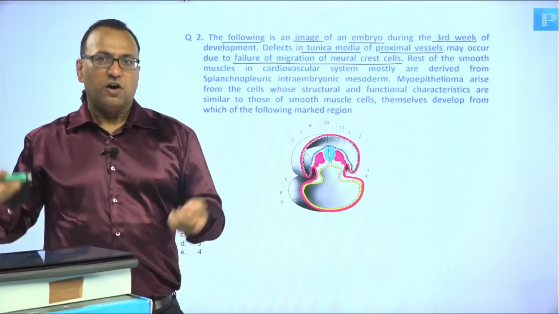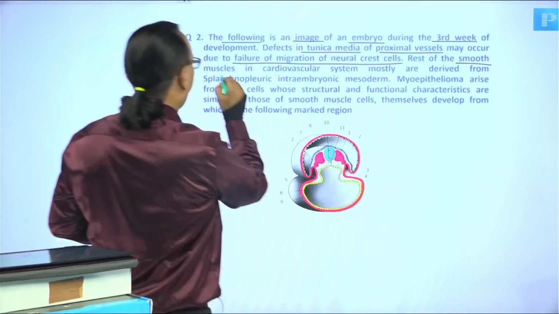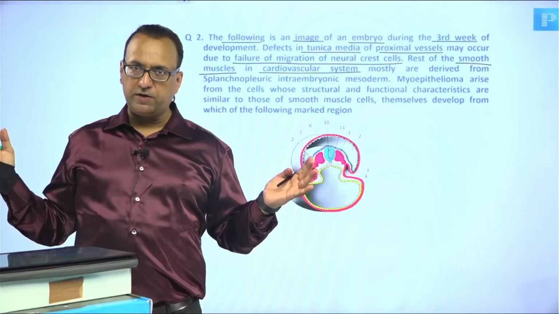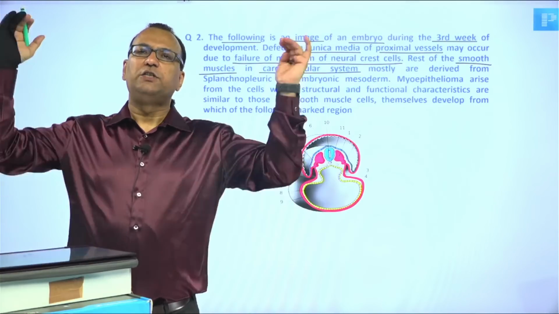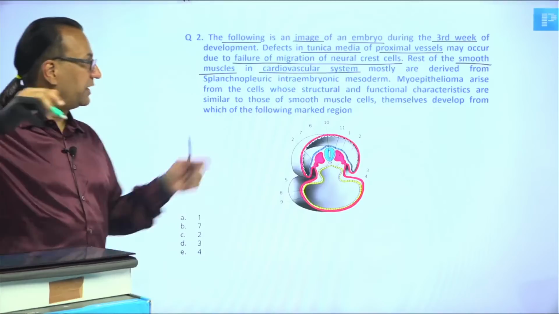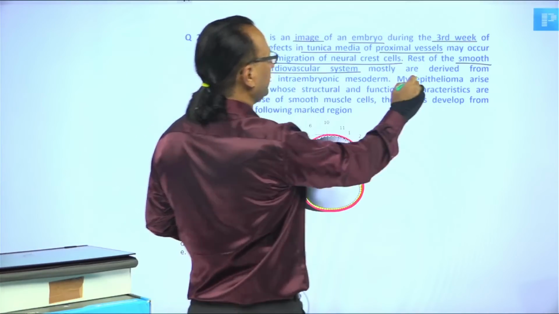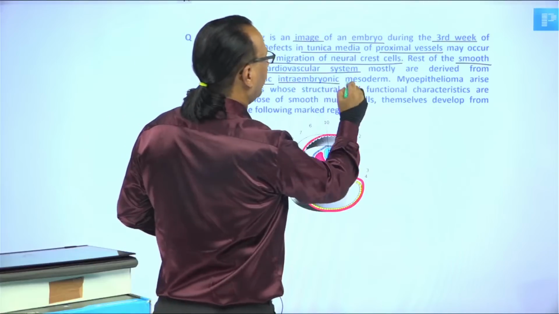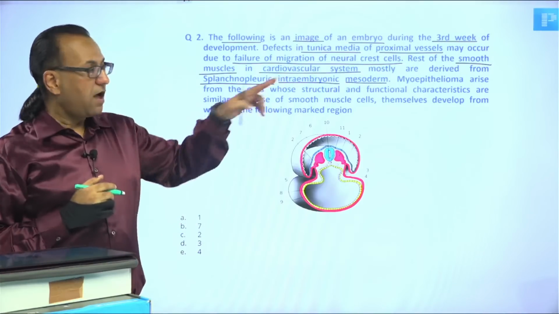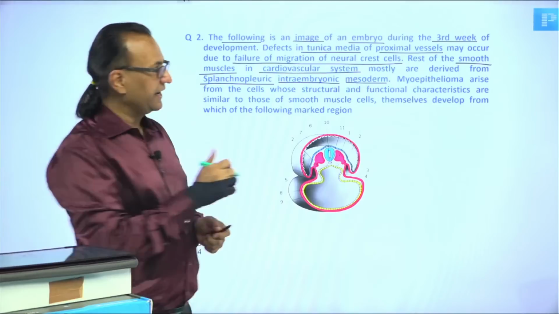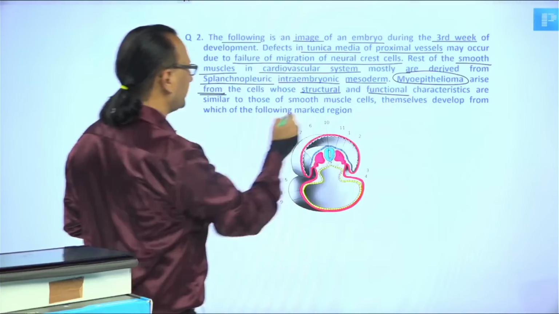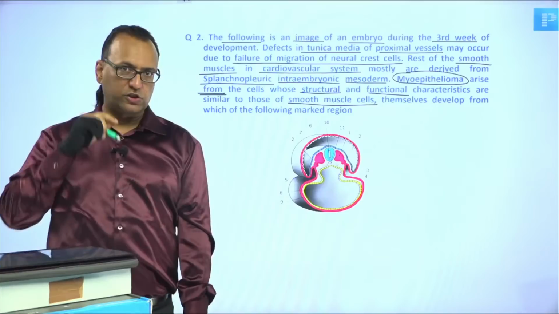Number 1. Number 2, rest of the smooth muscles, if you are talking about cardiovascular system, would have come from the lateral plate mesoderm, and lateral plate mesoderm also you have 2 components, dorsal and the ventral, which is splanchnopleuric lateral plate mesoderm. So it is mentioned that most of the smooth muscles in cardiovascular system are derived from splanchnopleuric intraembryonic mesoderm. Nothing new here, just a kind of a repetition of information in a different way. Now, clinically, there is a case, myoepithelioma, and they are arising from the cells whose structural and functional characteristics are similar to smooth muscle cells, means they are not smooth muscle cells.